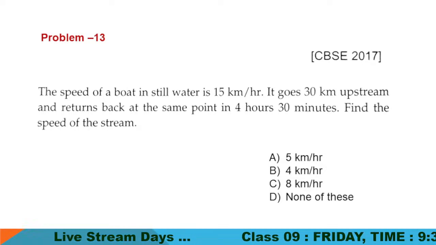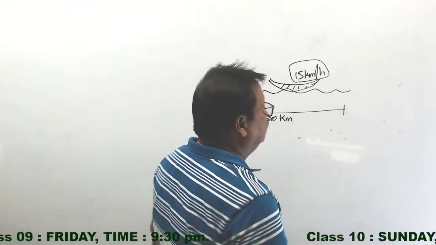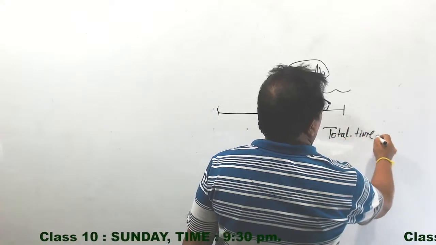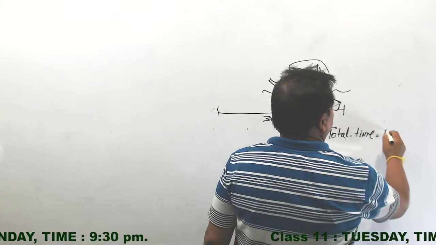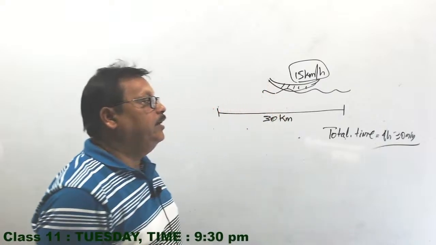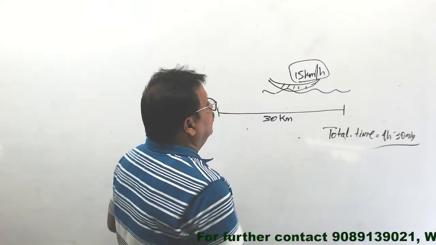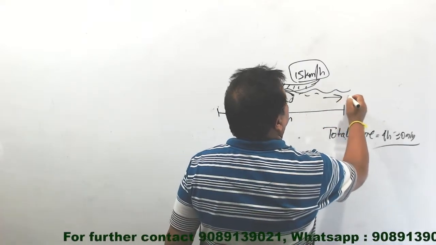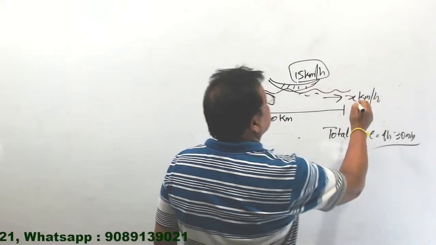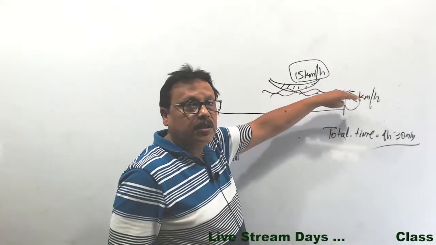Total time. What's the total time given? Total time is 4 hours 30 minutes. Okay. Find the speed of the stream. You have to find the speed of the stream, that is, the stream of the water. It is not given. Say, assume x kilometer per hour. The stream speed, of course, will be in the same direction.